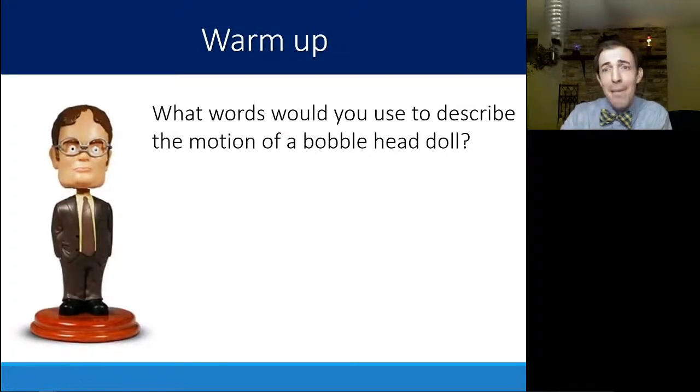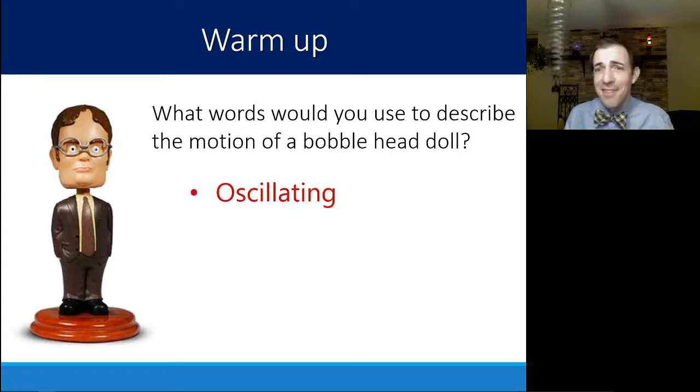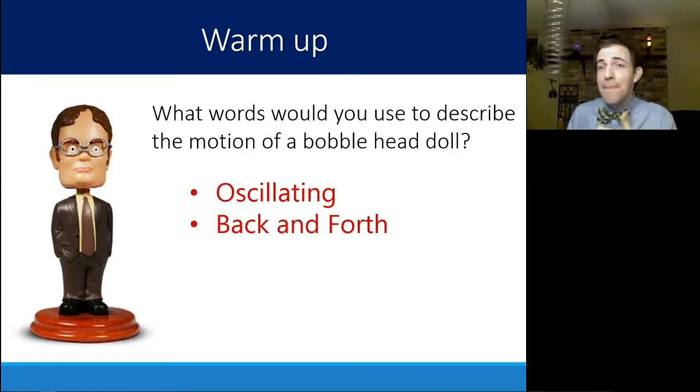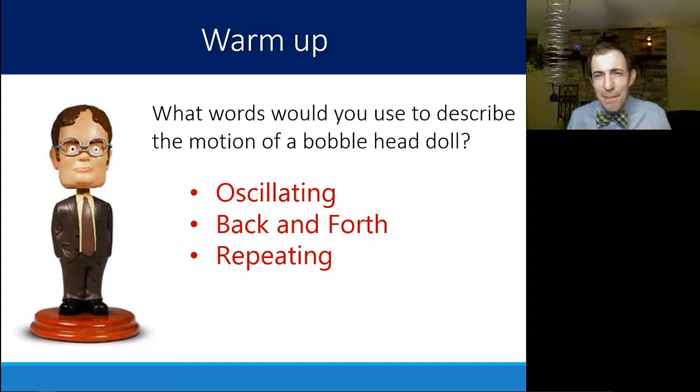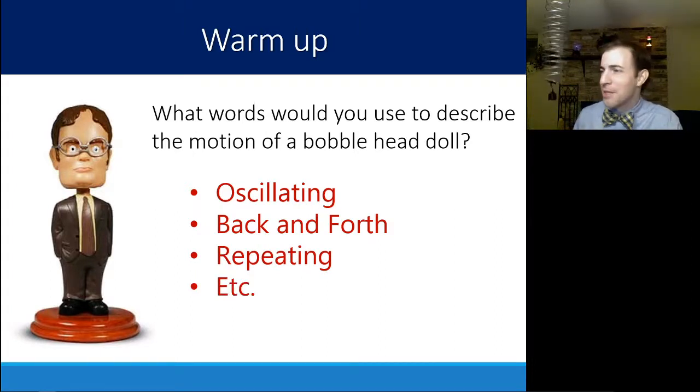So if you think of a bobblehead, what sorts of words might you use to describe this motion of the bobblehead or this mass on a spring? Well, you might think of things like oscillating. It's oscillating, it's going back and forth, it's repeating, and there's a variety of other words that you might use to describe this. In this particular lesson, we're going to look at ways to quantify this motion, but also ways to graph it to show how it's responding as it's moving back and forth, up and down.